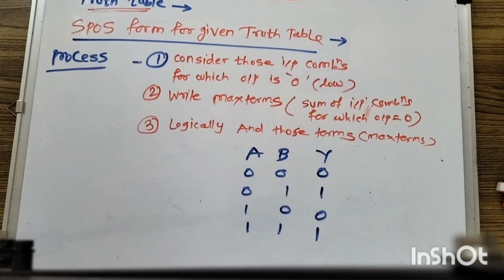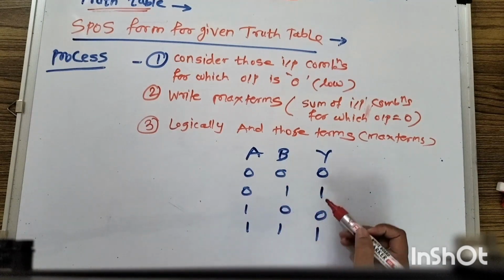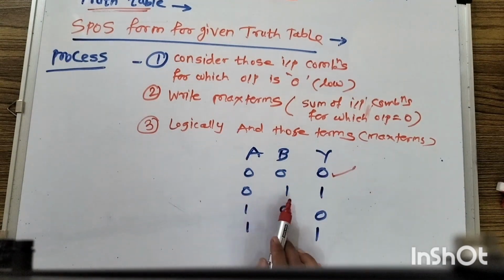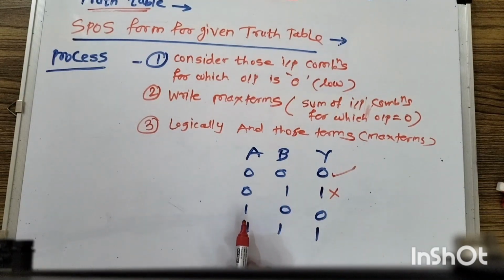So consider those output combinations for which output is low or 0. See in the truth table, for the first combination of input, output is 0 or low, so select that. For the second combination 0 and 1, output is 1, so don't consider that. Then the third combination 1 and 0, output is 0, that means consider that. In the last combination 1 1, output is 1, so don't consider that, because we have to select those input combinations for which output is low. So this is our first step.